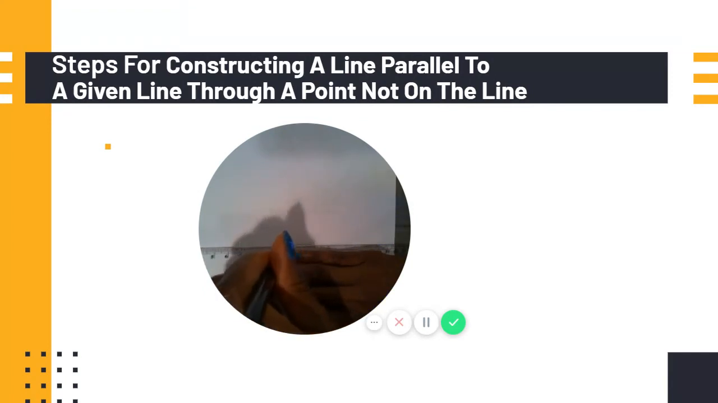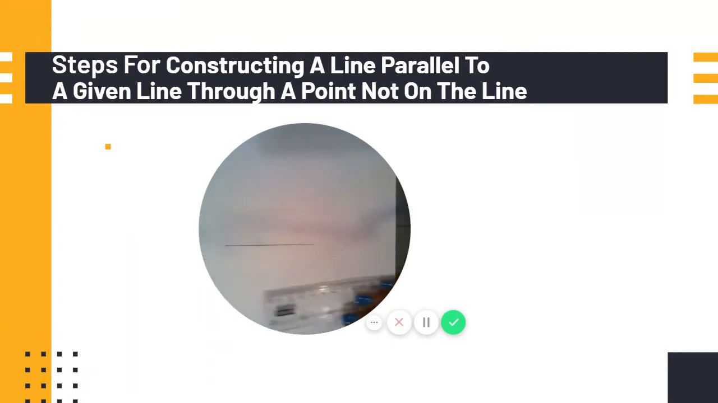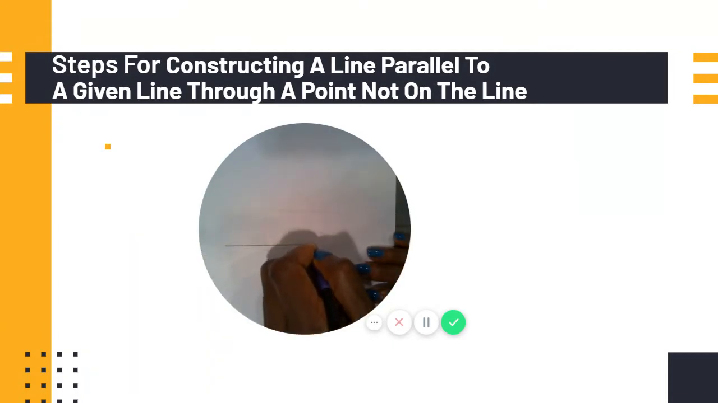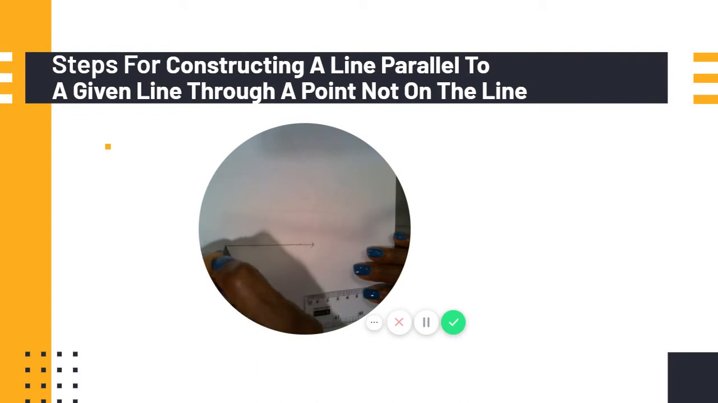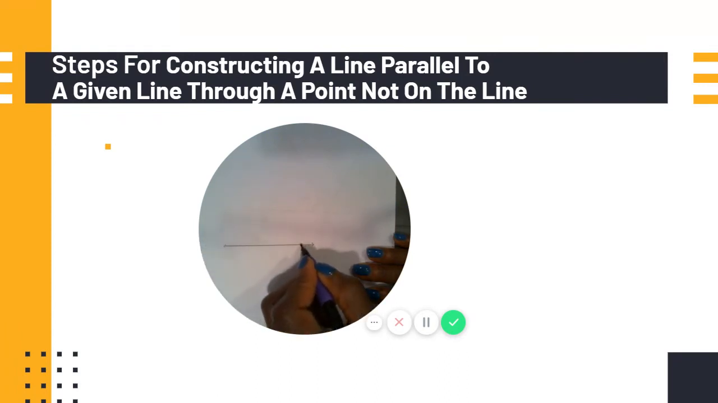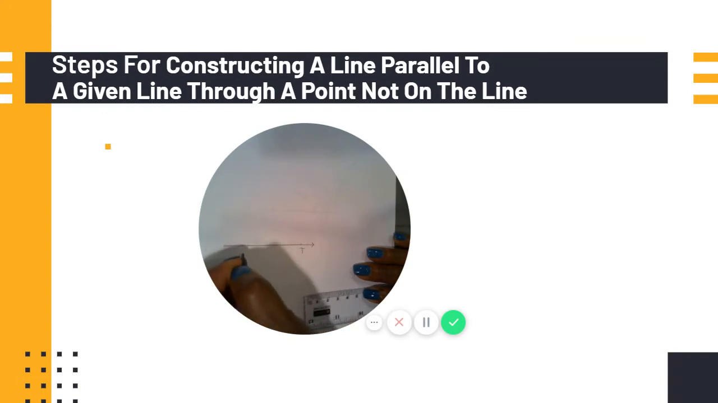So here's my line, and I can put my arrows on. And then here's a point. We're going to call it point T. And here's the other point, and we're going to call that point M.